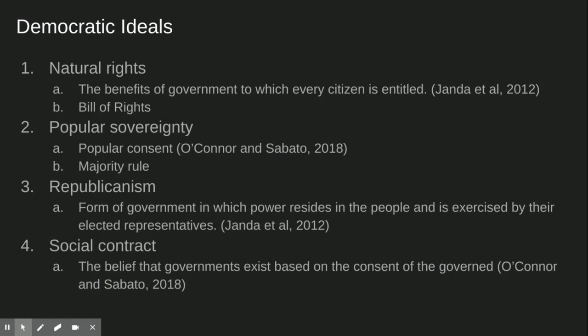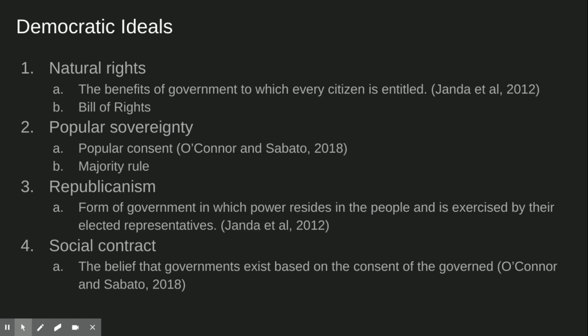When we think about natural rights, we want to think about the benefits of government to which every citizen is entitled. That is from a textbook by Janda from 2012. The understanding is that you, as a human being, have these rights. They cannot be taken away from you. They should not be taken away from you. That's a really important idea, particularly when we think about natural rights. Those have been written down for us in the Bill of Rights.